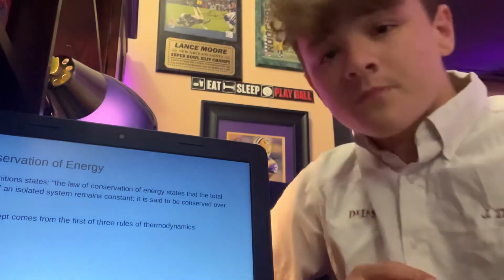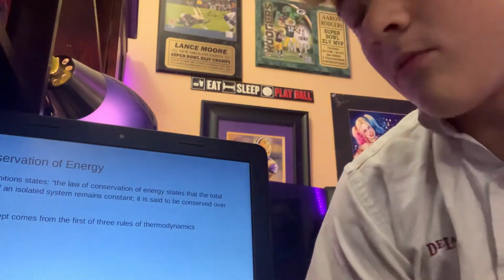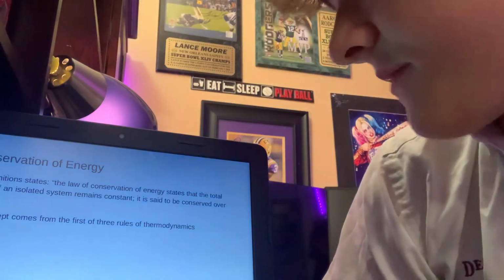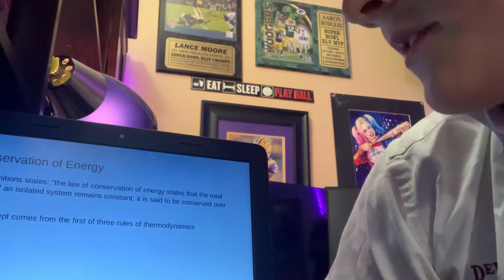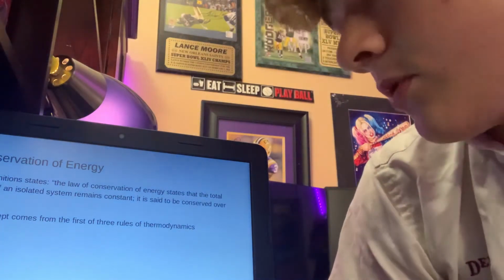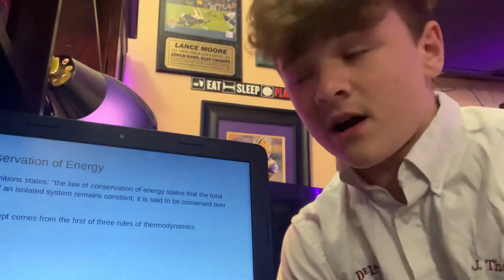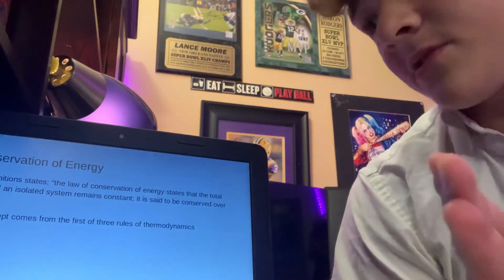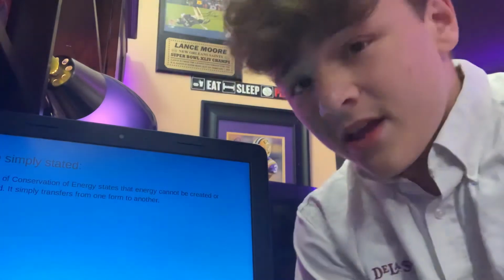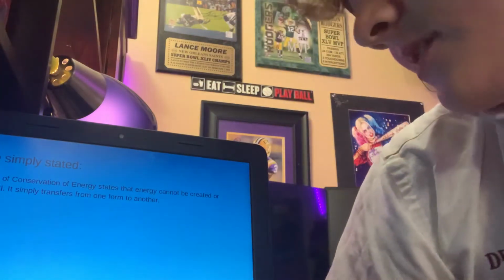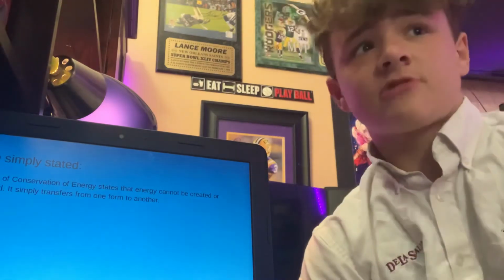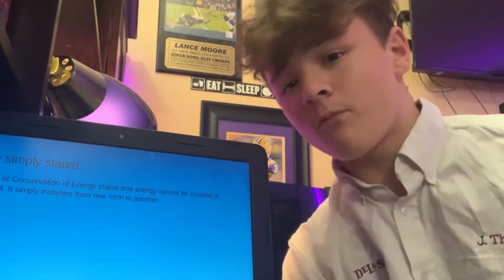And then we have conservation of energy, which, here we go again, the definition states: the law of conservation of energy states that the total energy of an isolated system remains constant. It is said to be conserved over time. This concept comes from the first of 3 laws of thermodynamics, which, again, more simply stated, just means energy cannot be created or destroyed. It simply exists and can transform or go over from one form to another.